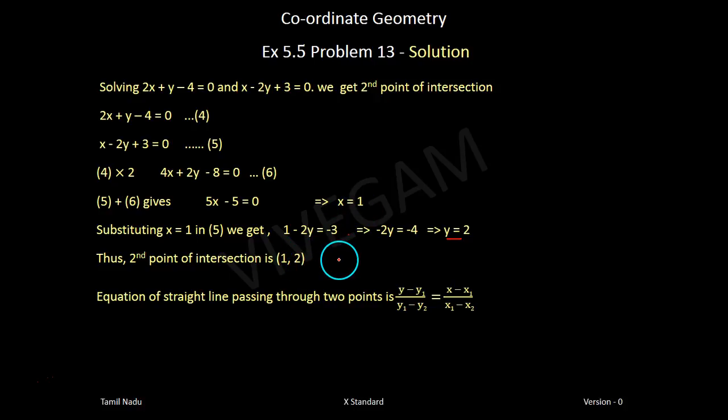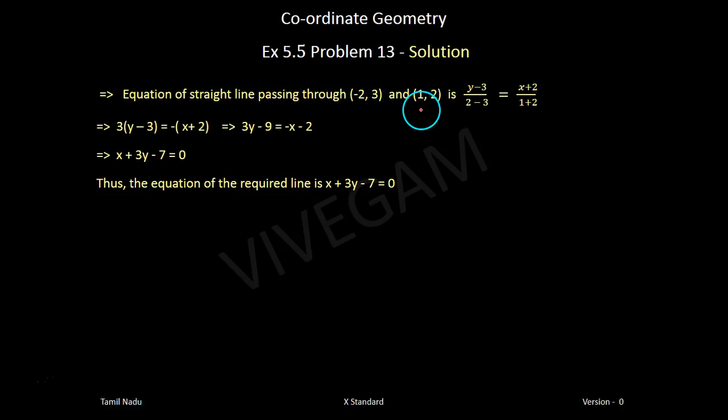So use both the points of intersection in the two-point form, y minus y1 divided by y1 minus y2 equal to x minus x1 divided by x1 minus x2, to get the equation of the straight line. Okay, now we have the 2 points, minus 2, 3 and 1, 2, and you substitute all these points here, you will be able to get the equation of the straight line.